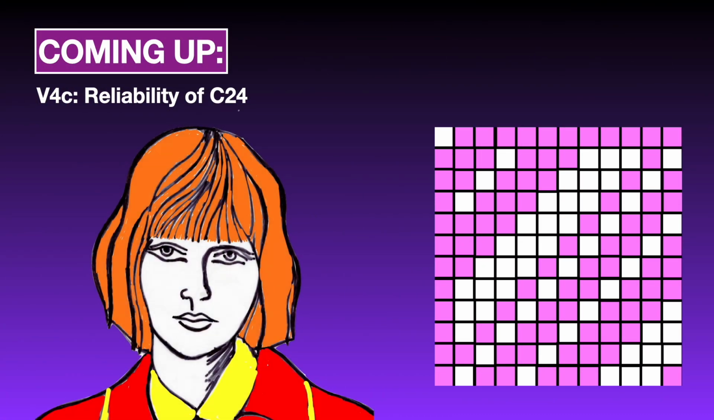In V4c, which is a short lecture, we'll justify why the binary Golay code, C24, provides more reliability than comparable Hamming codes and binary replication codes.